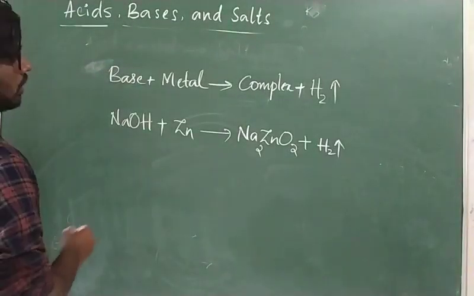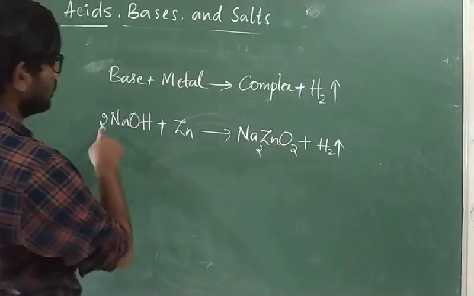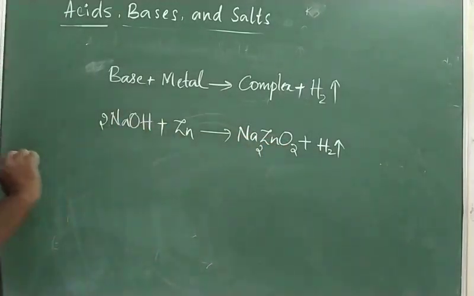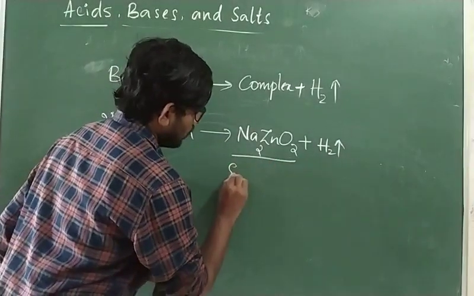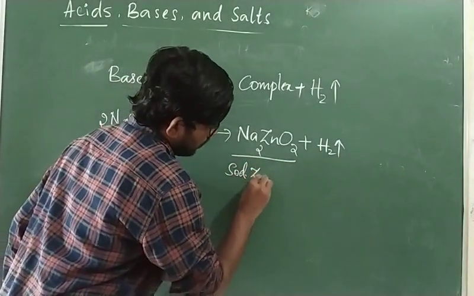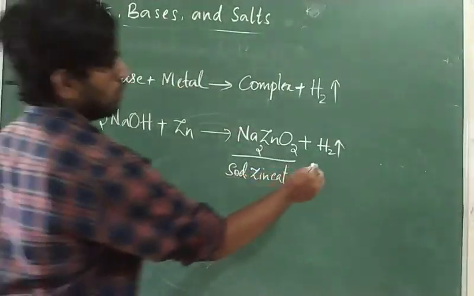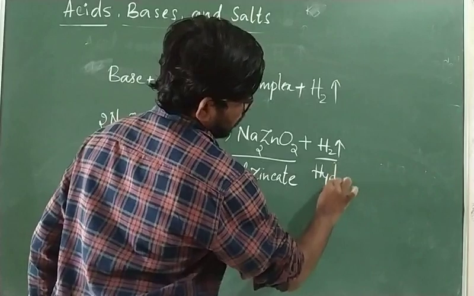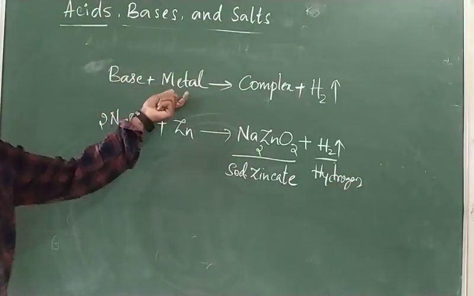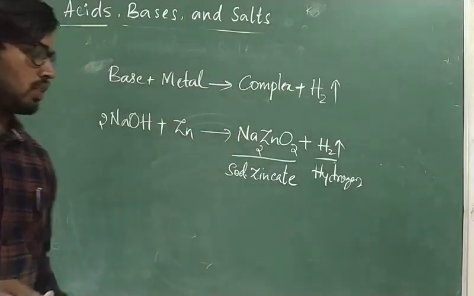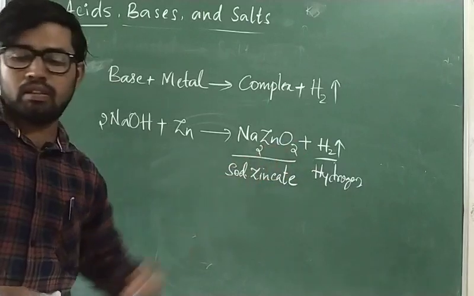Sodium zincate. Here how many sodiums are there? Two sodiums balance here, two oxygen, two hydrogen. It's balanced, I think. So this is sodium zincate, and it is going to produce hydrogen gas. So remember, when a base reacts with a metal, it forms a complex and hydrogen gas. In sodium zincate, two metals are there, hence we call this a complex.